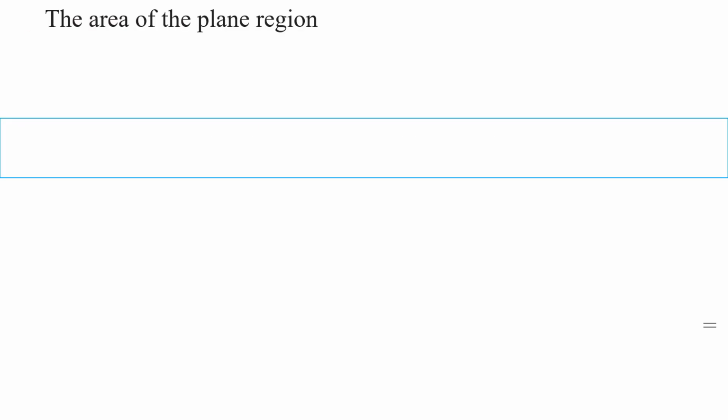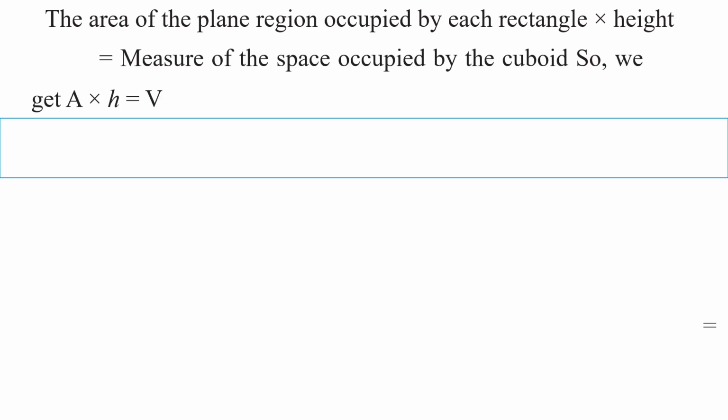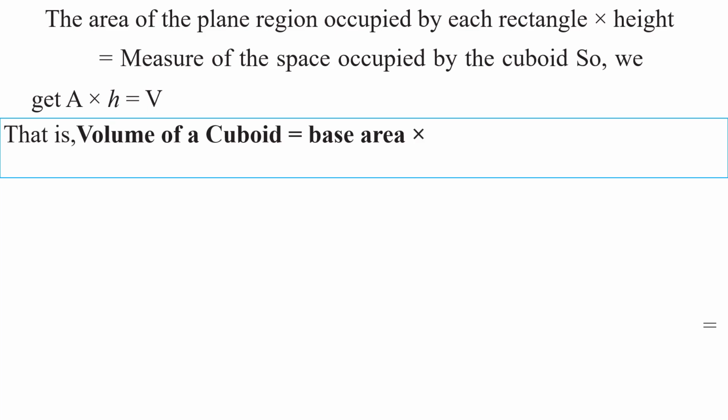Now come to this slide. The area of the plane region occupied by each rectangle into height is equal to the measure of the space occupied by the cuboid. Yes or no, my children? This is the space occupied by the cuboid. So we get A into h is equal to V. This is the relation between A, h and V.